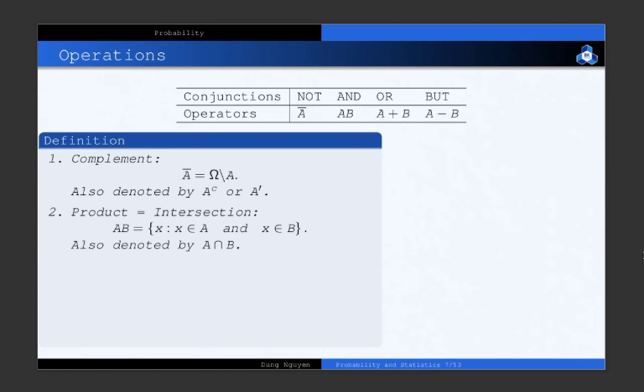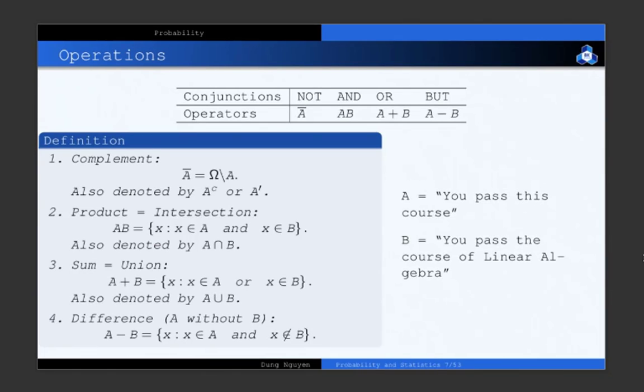A bar is the complement, and you can also denote it by A^C or A prime. The product AB is in fact the intersection of A and B. And the sum of A and B is in fact the union of the two subsets A and B.